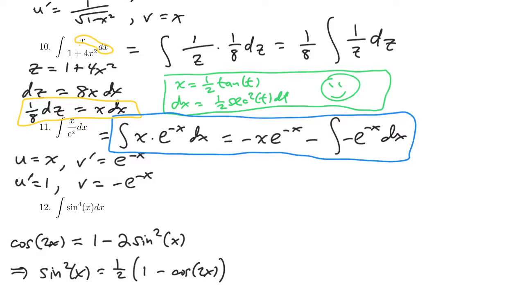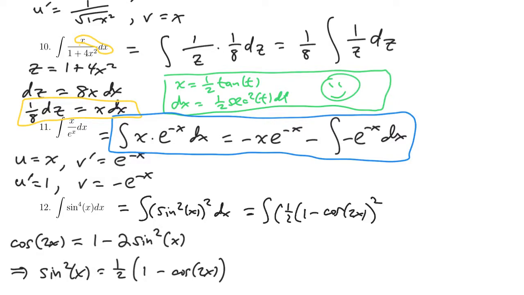But we have sine to the fourth of x, which is not just sine squared. So I have to work a little harder at it. Sine to the fourth is sine squared squared. And so that is 1/2 times 1 minus cosine 2x, squared. How many parentheses do I have there? One more.